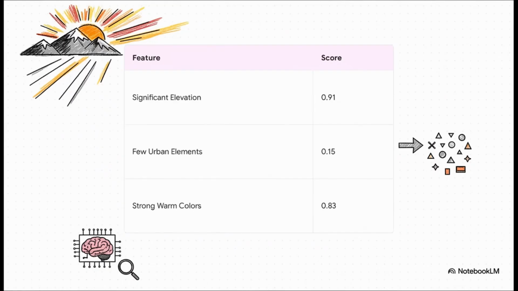So let's jump back to our mountain sunset picture. A really simplified embedding for this image might give it a super high score, like 0.91, for significant elevation. Makes sense, right? And then a really low score for urban elements, and another high one for strong, warm colors. It's literally converting the ideas in the picture into a list of numbers.